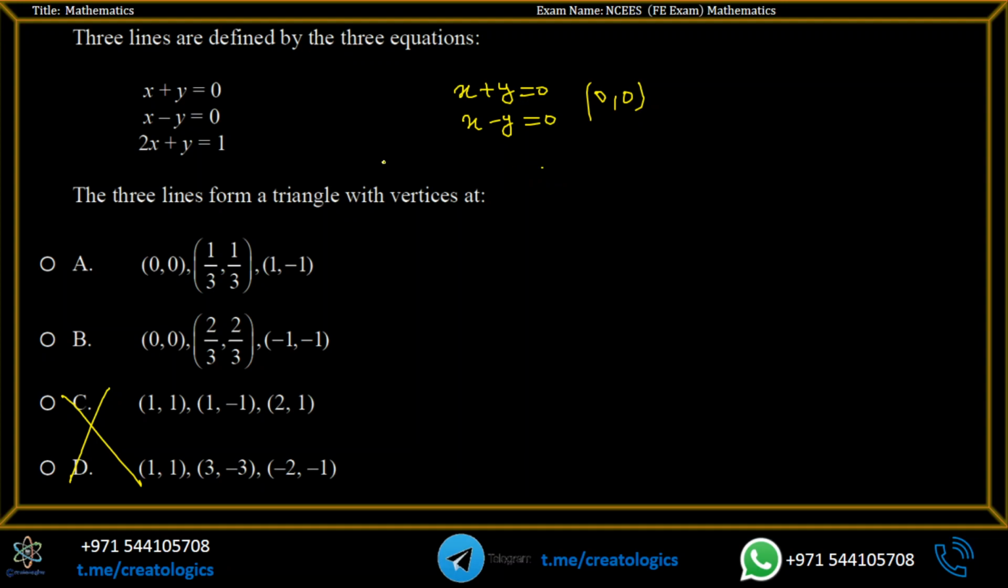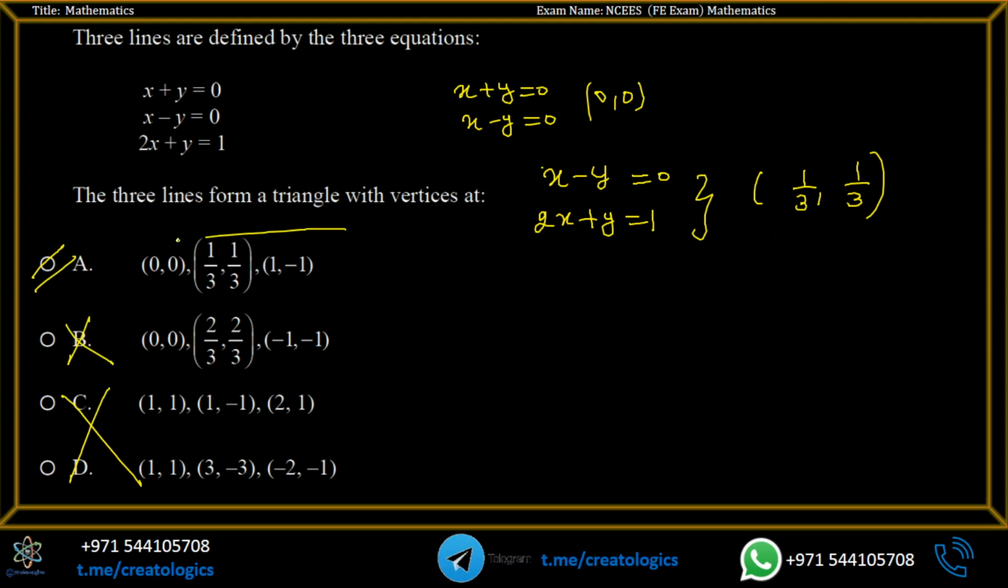Now the next part is to solve these two. Take x minus y equal to 0 and 2x plus y equal to 1, right? So now let us find the solution for these two. Again use the calculator and you will find that the calculator gives you the result as 1 by 3 and 1 by 3. And see which one is correct. Option A is the only correct one because 1 by 3 is not present in option B. So this gives you your answer just by using your calculator.